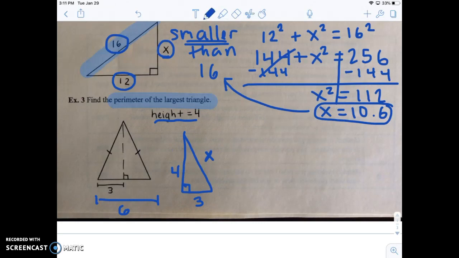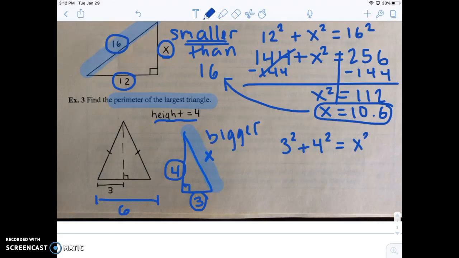And what I'm going to do is use Pythagorean Theorem again to find the length of x. Keep in mind x is the hypotenuse, so it has to be bigger than 4 because it's along the side. So if I set up with Pythagorean Theorem, my a and my b are 3 and 4, so I'm going to do 3 squared plus 4 squared. That will have to equal the hypotenuse squared, which is x, so I'm going to put x squared.